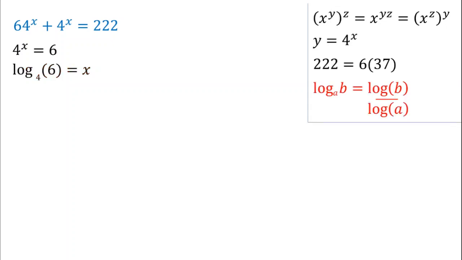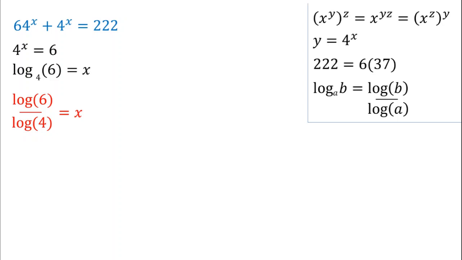Now a quick refresher on some of the laws or properties of logarithms. If we have the log to the base a of b, this can be rewritten as the log of b divided by the log of a. This is commonly referred to as the change of base formula. You can essentially use any base you want on the right hand side, but since no base is specified, it's implicitly assumed that we're using base 10, which we are. So now x is equal to the log of 6 divided by the log of 4. So that actually is our final and precise solution.